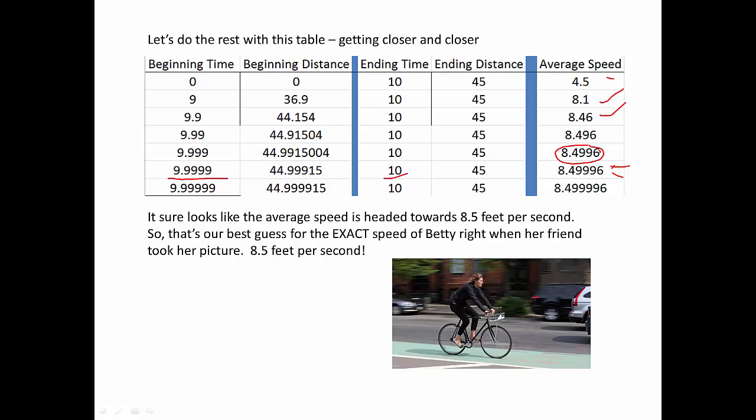And that's going to be our guess for the exact speed when her friend took her picture at 10 seconds. 8.5 feet per second. We'll figure out how to do this explicitly and algebraically with mathematics also, but we just wanted to get the idea of what we're going to be doing in calculus.